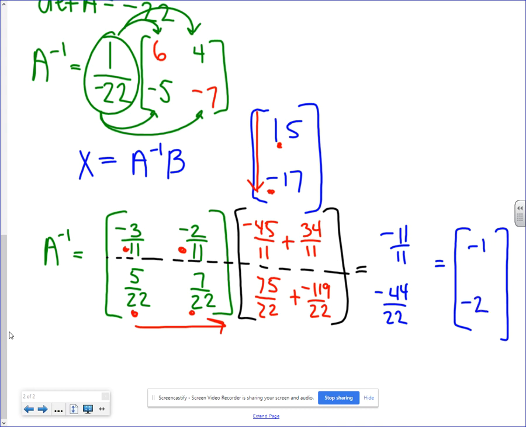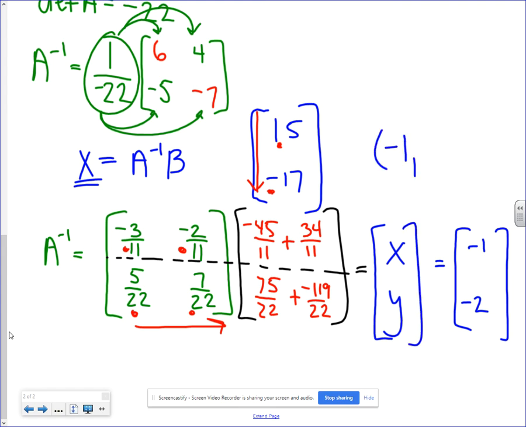So remember what x represented. X represented my variable matrix. So our variable matrix was this. We had x and y. So what that means is x is negative 1 and y is negative 2. There's your solution.